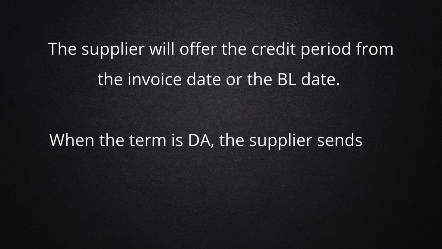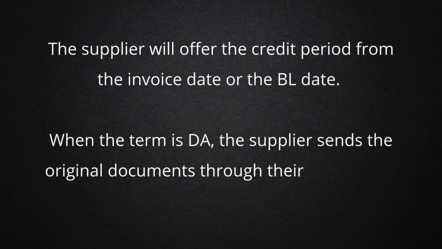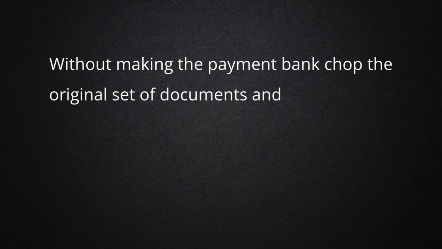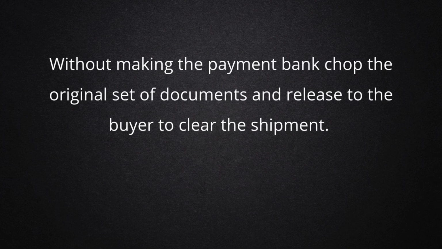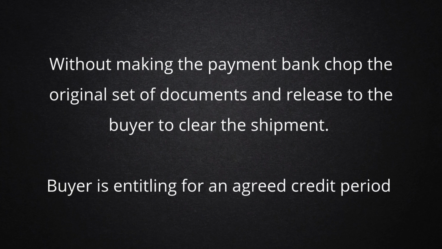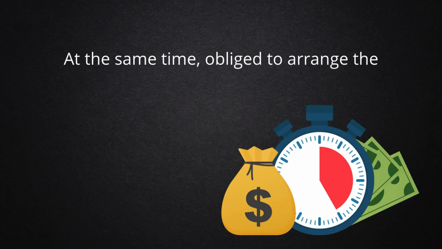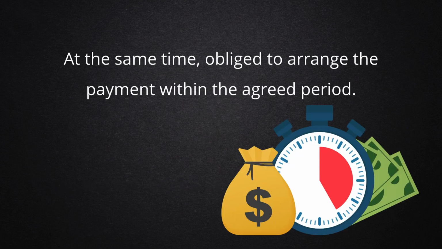When the term is DA, the supplier sends the original documents through their bank to the buyer's bank. Without making the payment, the bank chops the original set of documents and releases them to the buyer to clear the shipment. The buyer is entitled to an agreed credit period. At the same time, they are obliged to arrange the payment within the agreed period.